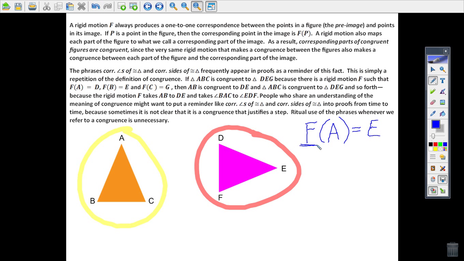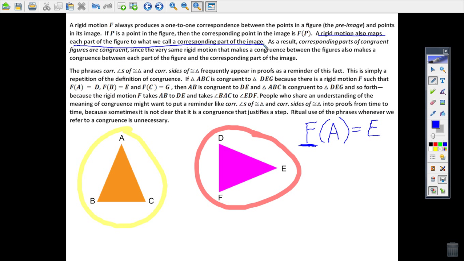F here is kind of like a function we have in algebra, but we're using F to address the idea. F represents any transformation. It could be a rotation, translation, reflection, or a combination of those. So a rigid motion, back up here, also maps each part of the figure to what we call a corresponding part of the image.